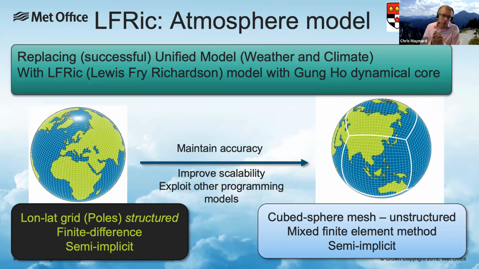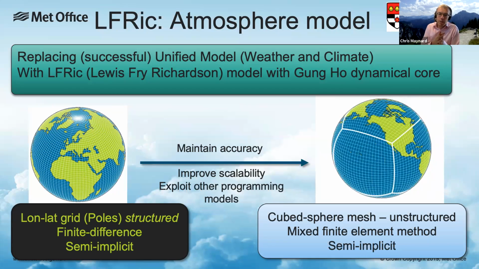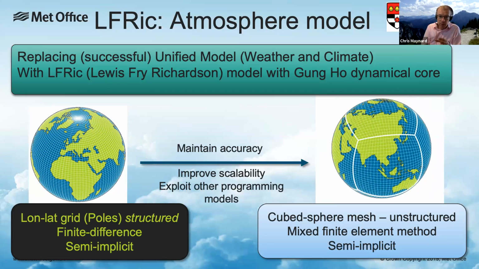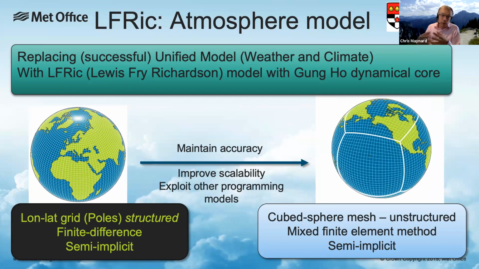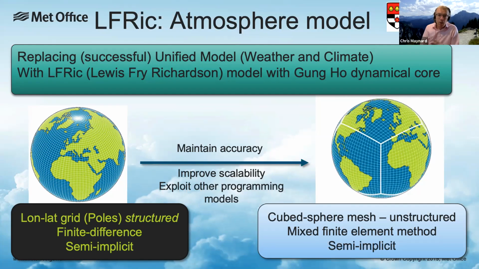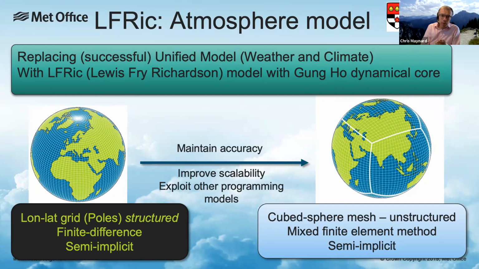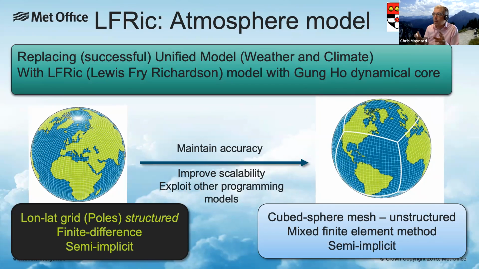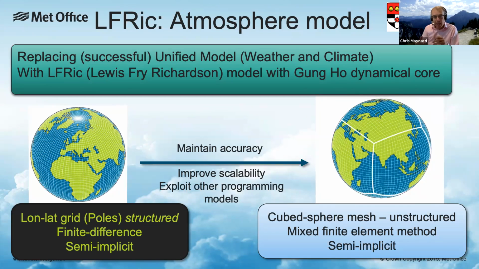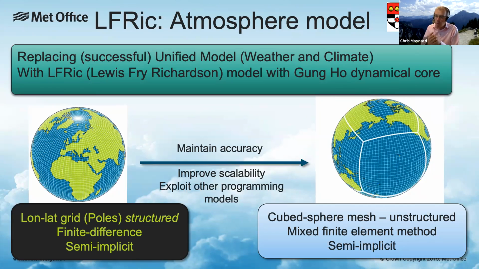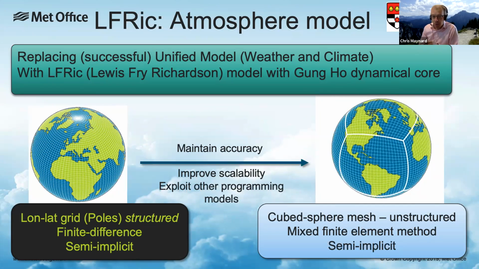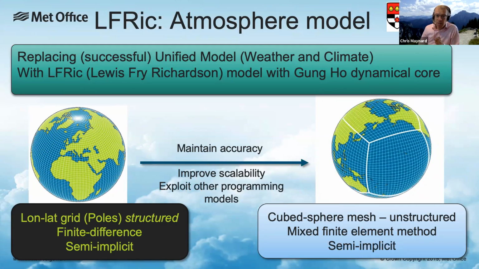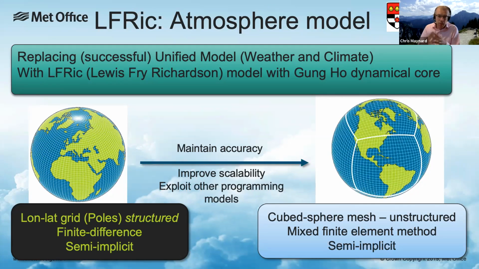It's a finite difference model, and it uses a semi-implicit time step. Recognizing this was going to cause us a problem, as it would eventually limit the amount of parallelism we could exploit, the Met Office decided to replace the modeling system with an entirely new model, which we're calling LFRic after Lewis Fry Richardson, because we want to be able to calculate on these huge computers and realize Richardson's dream. The idea is that we keep the accuracy and maintain the successful science that we had, but improve the scalability, and at the same time exploit other programming models than we could in the Unified Model. The new model is built on a cube-sphere mesh, shown on the right, done as an unstructured mesh using a mixed finite element method to try to maintain the accuracy that we had with the structured mesh, and again uses this semi-implicit time step.